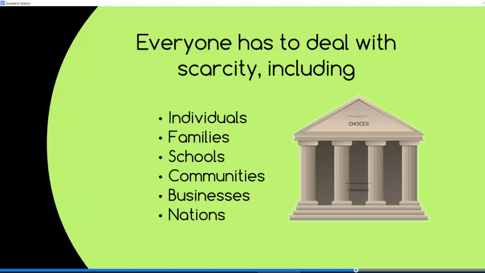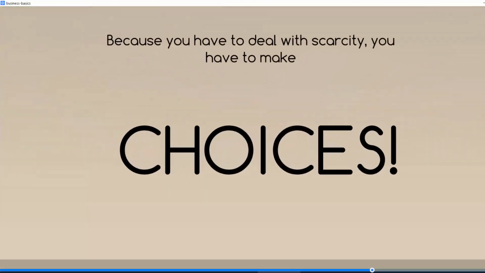All right, because you have to deal with scarcity, you have to make choices. There is no way around it. Even Bill Gates, with his billions of dollars, has to make choices every day with what to do with his resources. Okay, so you have to make choices all the time. You know, you get that $50 for your birthday, and you have to say, okay, am I going to buy this or that? Am I going to save it, or am I going to buy that video game I wanted, or should I buy this other video game I wanted, or which one? And you're making those choices all the time.